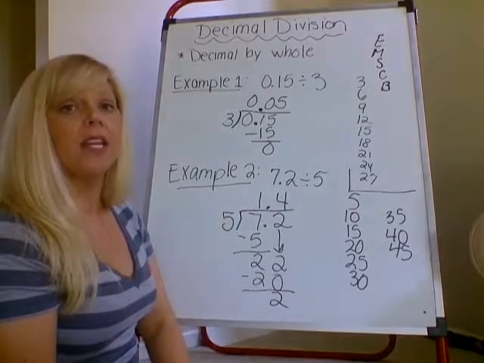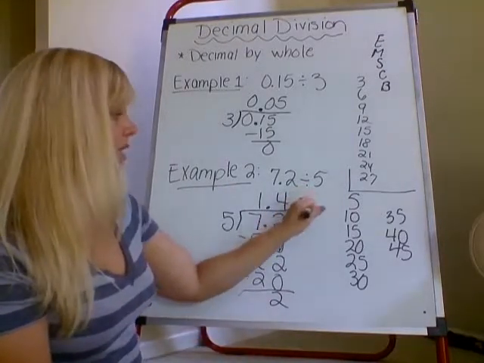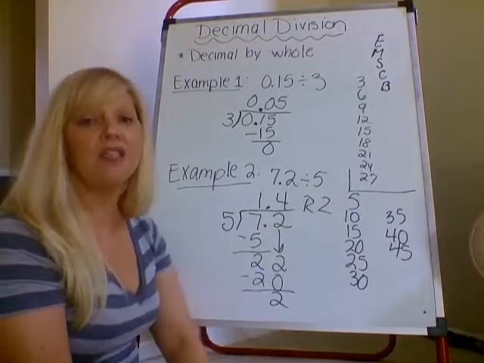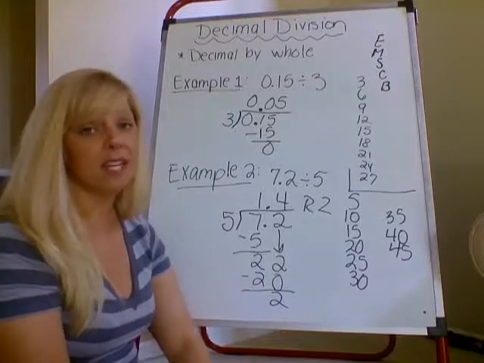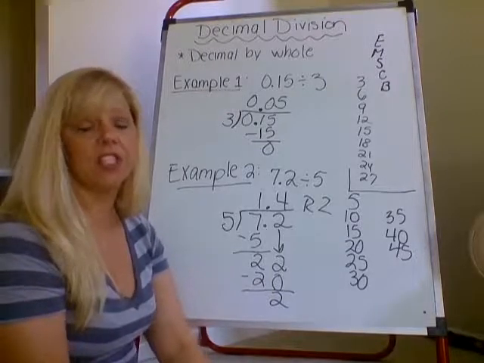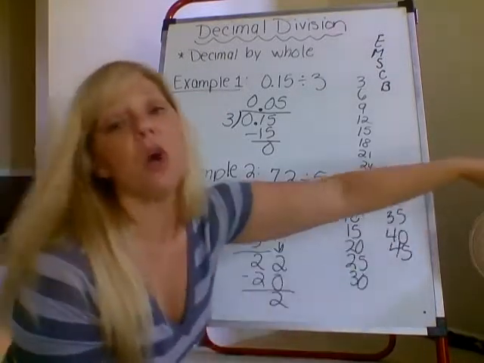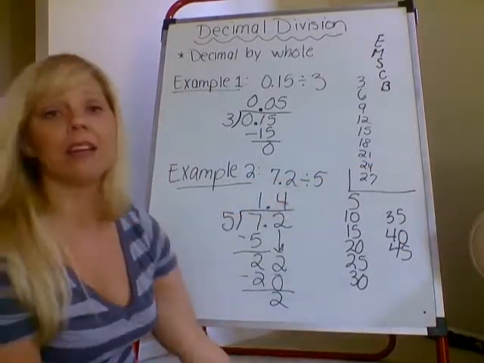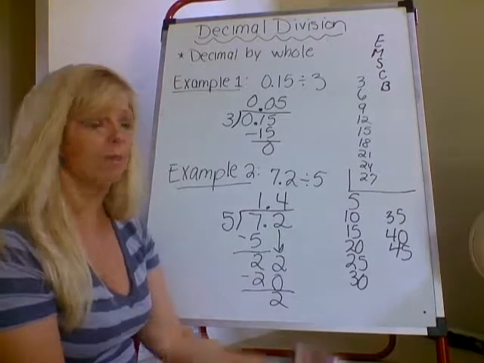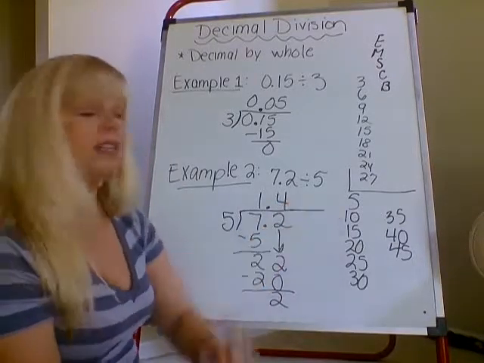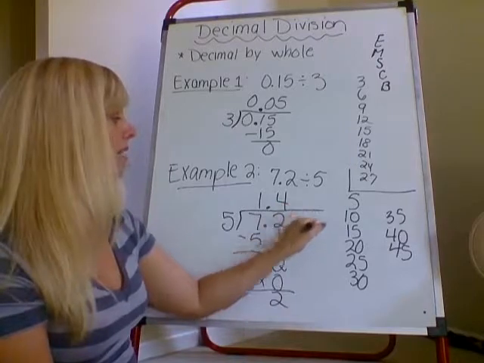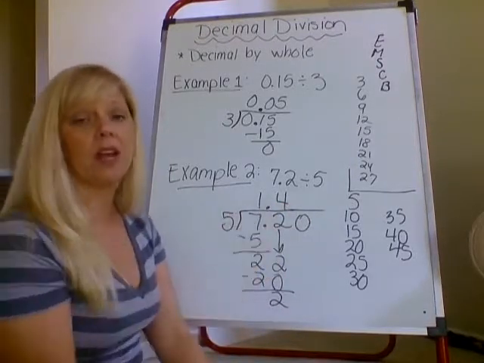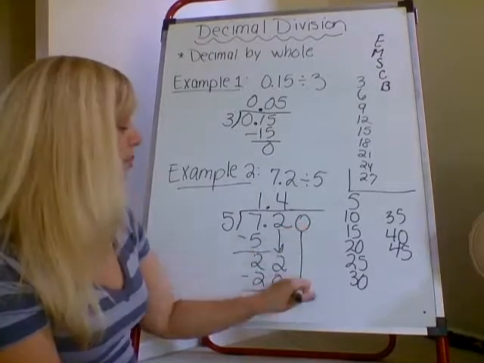I subtract. I compare. Is 2 less than 5? Yes, it is. Now, this does not look right: 1.4 with a remainder of 2. That is incorrect. We never say decimals with a remainder. That's just weird. With any decimal, we are allowed to annex a 0 and keep going. So I'm going to continue on and annex a 0, because 7 and 2/10 is equivalent to 7 and 20/100ths. Now I bring down.